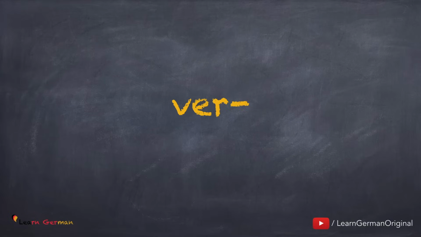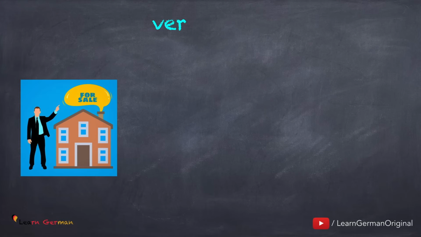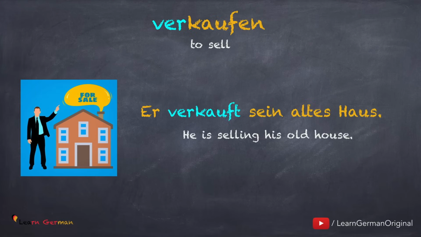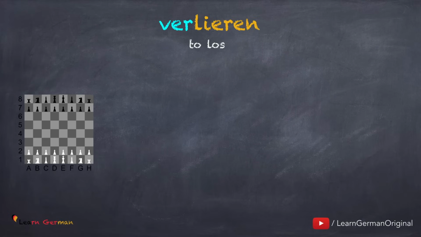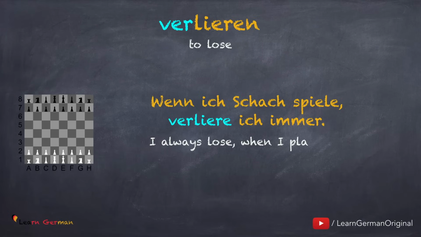The next prefix is ver. And here's the first verb, verkaufen. Verkauft sein altes Haus. And the second verb is verlieren. Wenn ich Schach spiele, verliere ich immer.